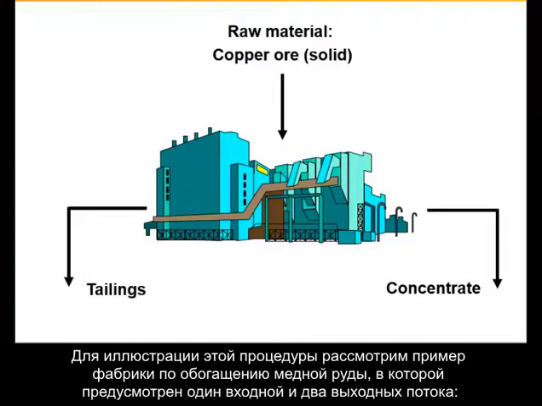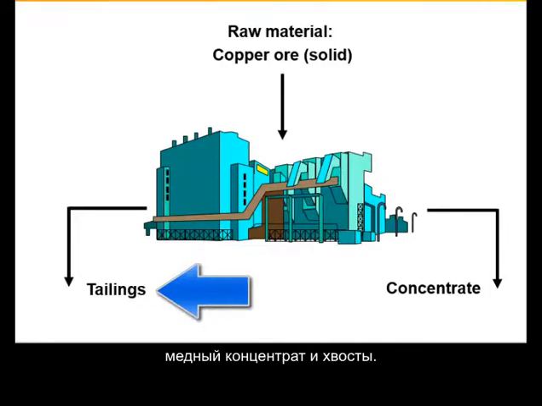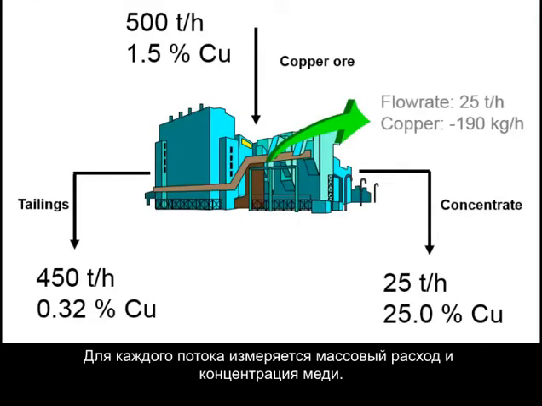To illustrate the process of data reconciliation, let's consider a copper concentrator plant with one feed and two outputs, the copper concentrate and the tailings. The solid mass flow rate and the copper content are measured for each stream.